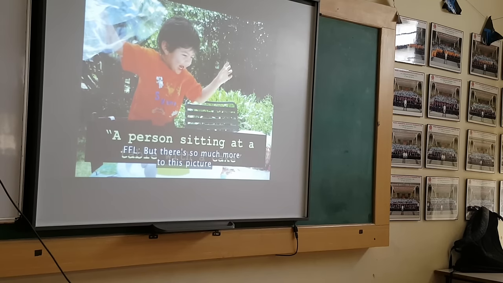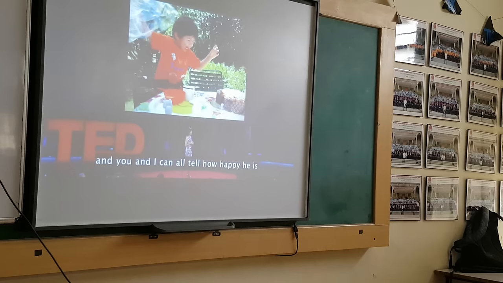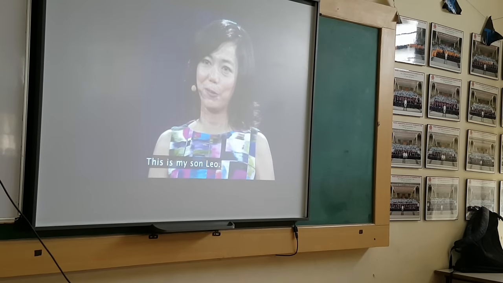But there's so much more to this picture than just a person and a cake. What the computer doesn't see is that this is a special Italian cake that's only served during Easter time. The boy is wearing his favorite t-shirt given to him as a gift by his father after a trip to Sydney. And you and I can all tell how happy he is and what's exactly on his mind at that moment. This is my son, Leo.